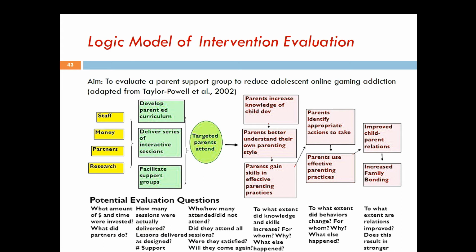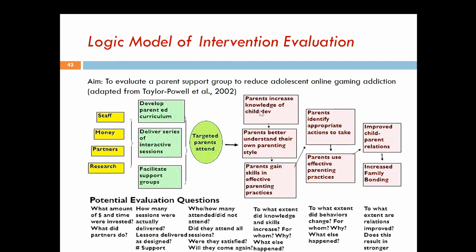So this is the input, okay. Target parents, okay. Who and how many attendants did you think will come? Did they attend all sessions? Were they satisfied? Would they come again? Okay, these are the questions you need to ask. How many sessions were actually delivered? So these are the inputs. You have to develop the parent curriculum, and you can deliver it like a lecture, or you want it to be interactive, or you want also to help them to develop a support group. Okay, these are the things that you can consider.